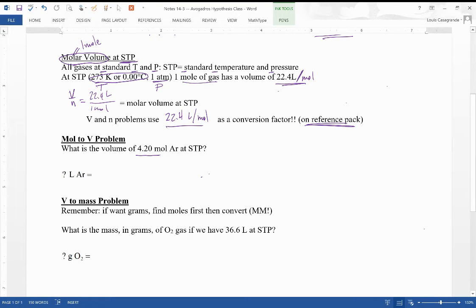I can give you a nice simple problem. I give you 4.20 moles of argon, and I want to know, here's my question mark, what's the volume? And we're going to have liters as our answer. And I'm setting the condition at STP because in our next lesson, we're going to learn how to deal with conditions when we're not at STP.